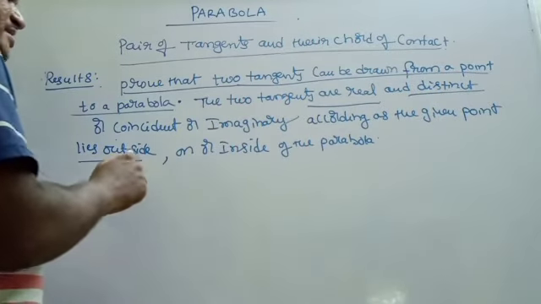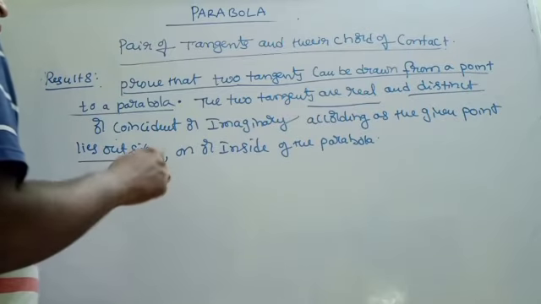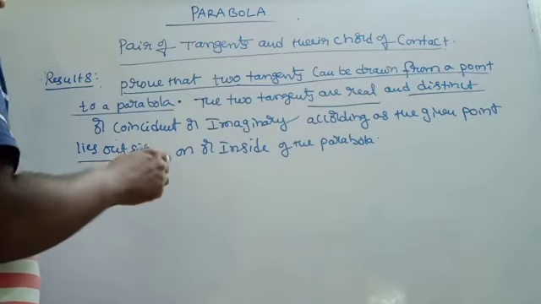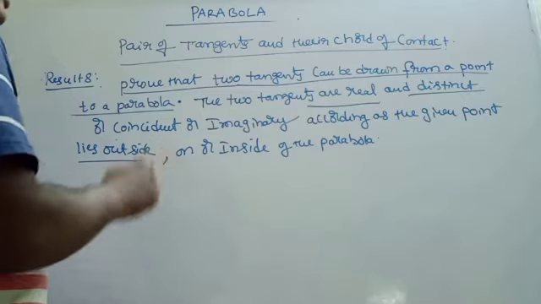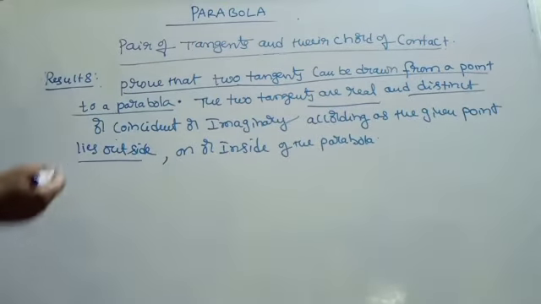outside, on, or inside the parabola. If the point lies outside, then you will have two distinct tangents, right? If coincident, then the point will lie on the parabola. Imaginary means it is lying inside the parabola. This is the result.